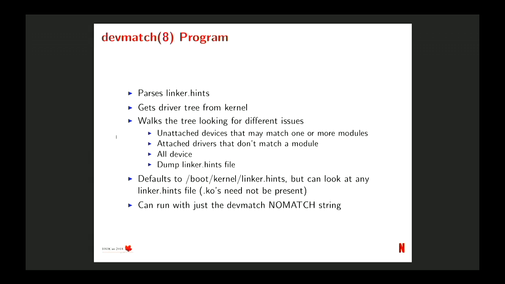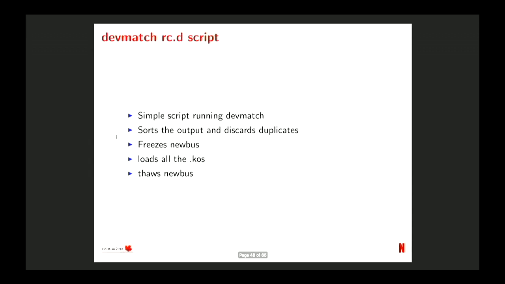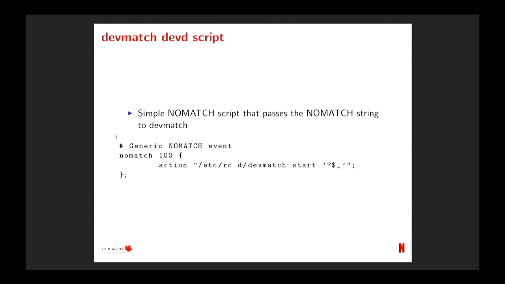There's another mode where rather than parse the whole kernel tree every time a new device shows up, you can just hand it the nomatch string that comes from the kernel, and that's the mode it operates in when we run from devd. We have a simple devmatch RC script that freezes the bus, runs devmatch to find the KOs to load, and then thaws the bus, and everything works from there. And then the devmatch script leverages off of devd. When there's a nomatch event, it just runs the RC script.